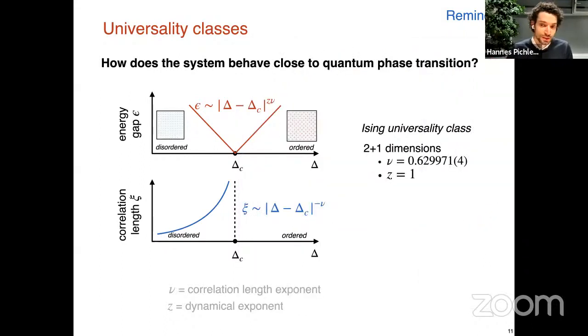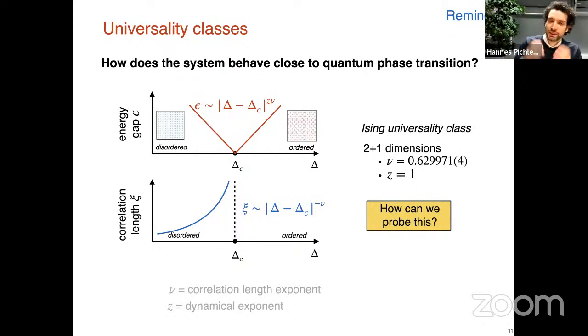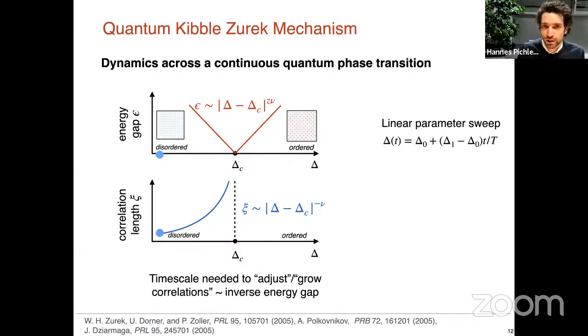Now the question is, of course, that's nice that we can characterize this, but can we see this? Can we see this quantum critical phenomenon in an experiment? And how can you probe this? One way to probe it is to use dynamics, quantum many-body dynamics across this phase transition. And the way to do it is the following.